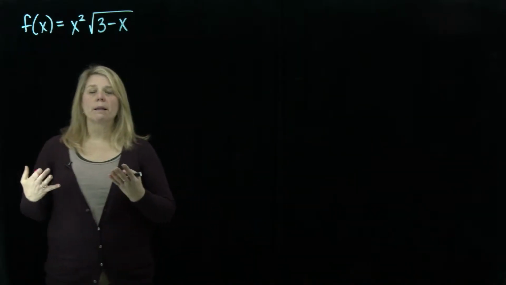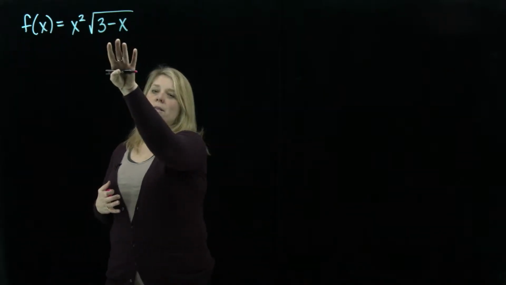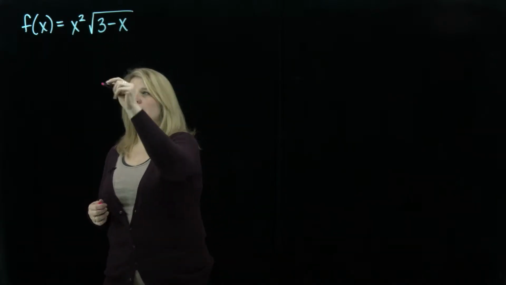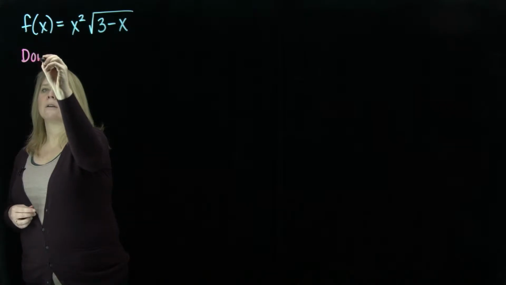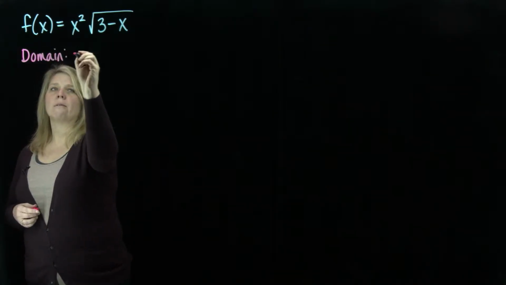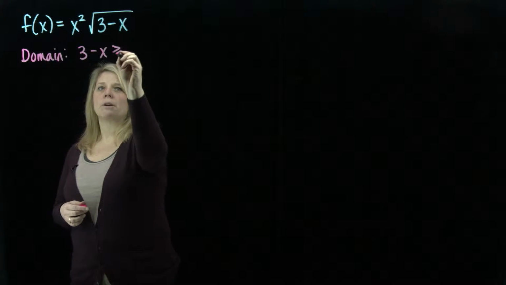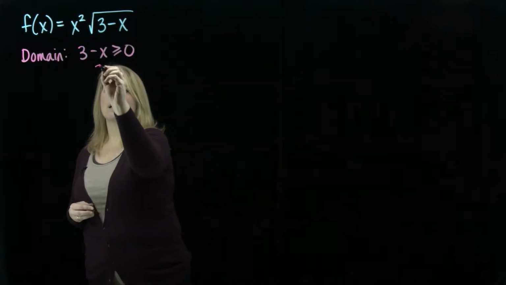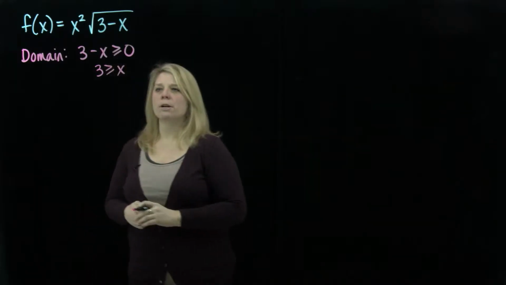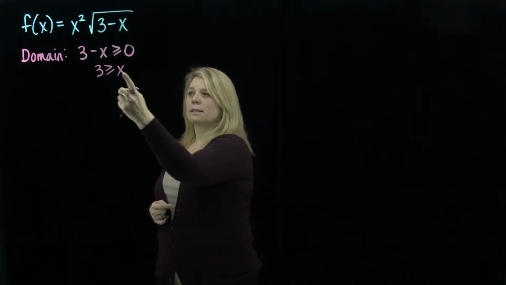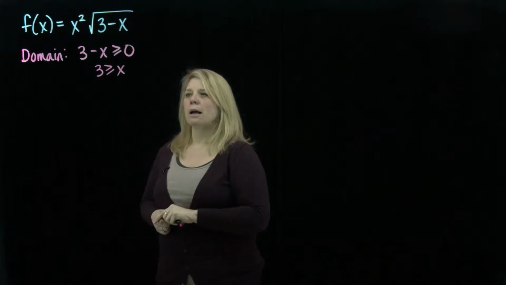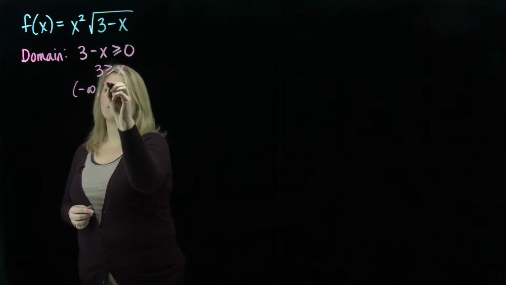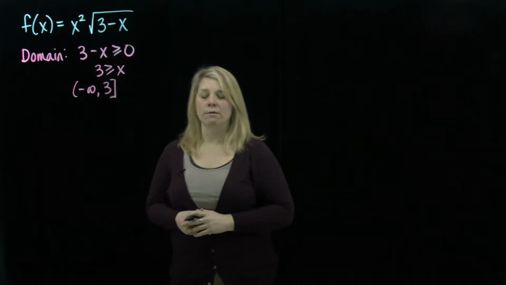All right, so when we think about the domain of this function, one thing you should notice is this radical. And so if we're going to have real valued outputs, we need that expression inside the radical to be greater than or equal to 0. So we need 3 minus x to be greater than or equal to 0. So if I solve that for x, if I add x to both sides, I get this expression, which says 3 is greater than or equal to x, or x is less than or equal to 3. So our domain is -infinity to 3, if I write that in interval notation.